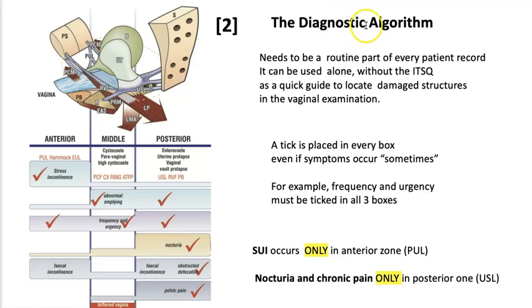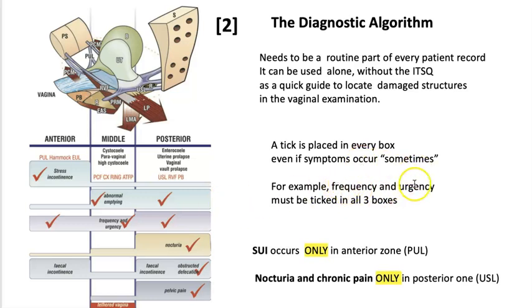Let's see the diagnostic algorithm. It has 3 zones. I'll go over those again. Anterior zone from meatus to bladder neck, middle zone, bladder neck to cervix, posterior zone, cervix to perineal body. It's a good idea to have the algorithm as a routine part of every patient record. It can be used alone, without the ITSQ, without the questionnaire, as a quick guide to locate damaged structures in the vaginal examination. So you put a tick in every box if the symptom occurs, even if it's sometimes.